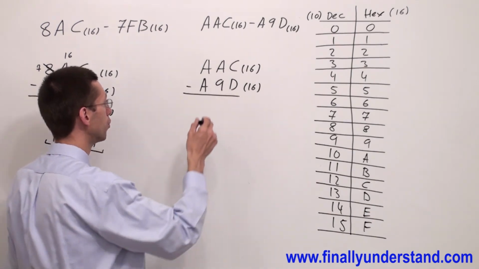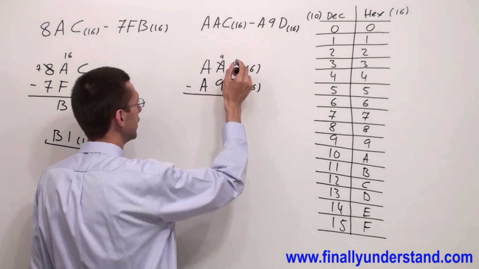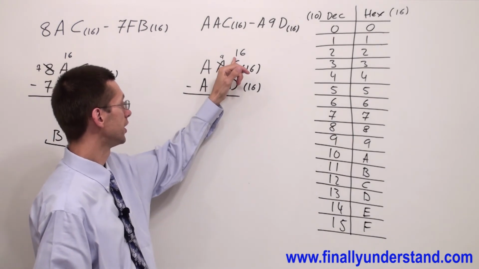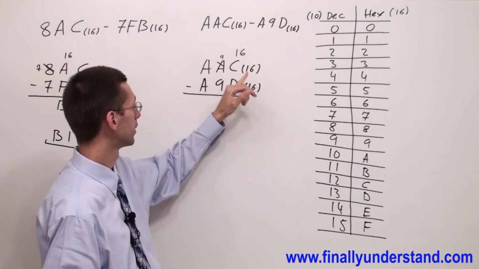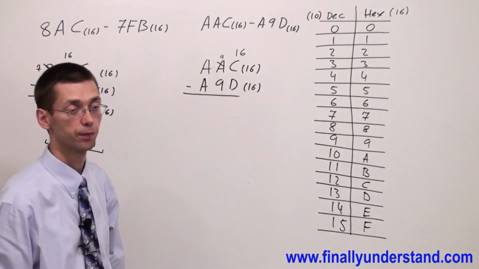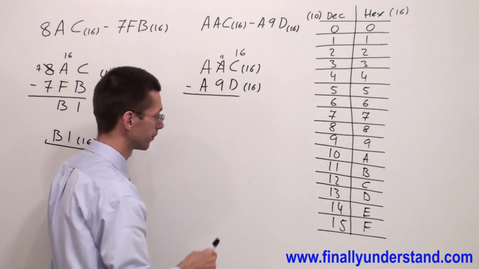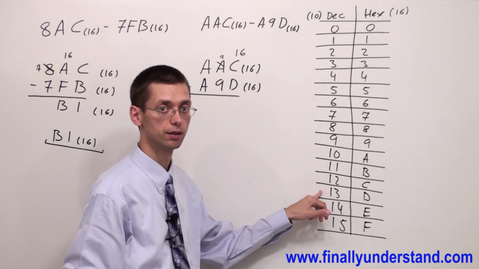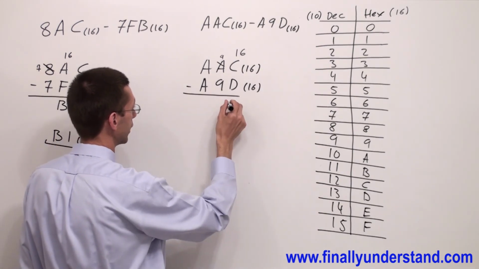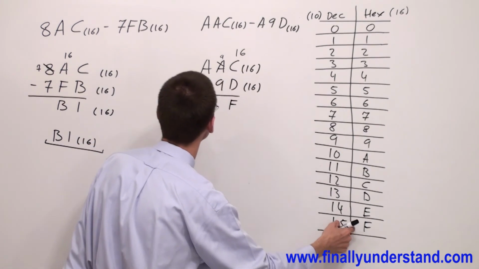That's why I'm going to borrow 1 from A. This becomes 9, and I'm going to have 16 over here. 16 plus 12 is equal to 28. 28 minus D, which is 13, is equal to 15. That's why I'm going to write over here F, because 15 is represented by letter F.